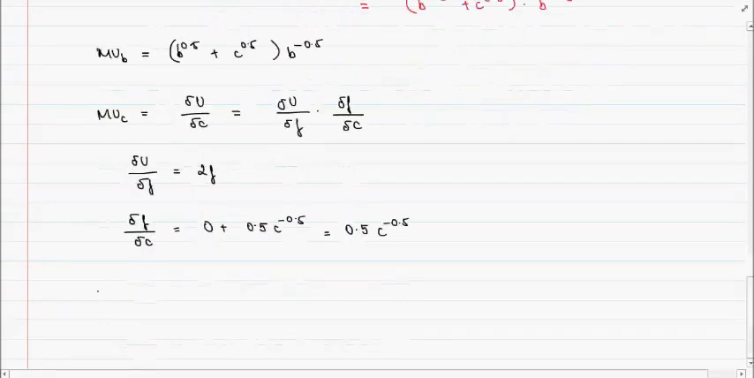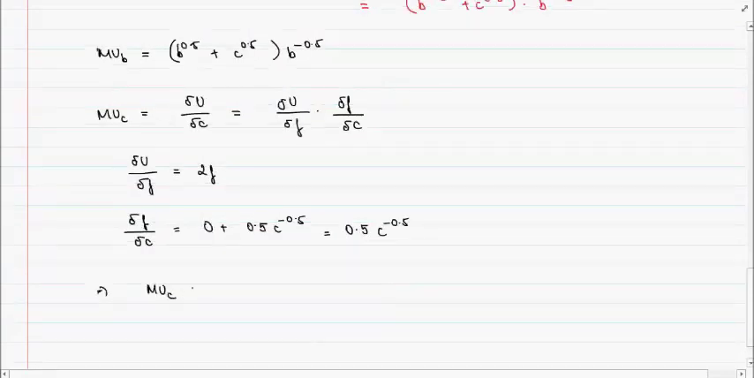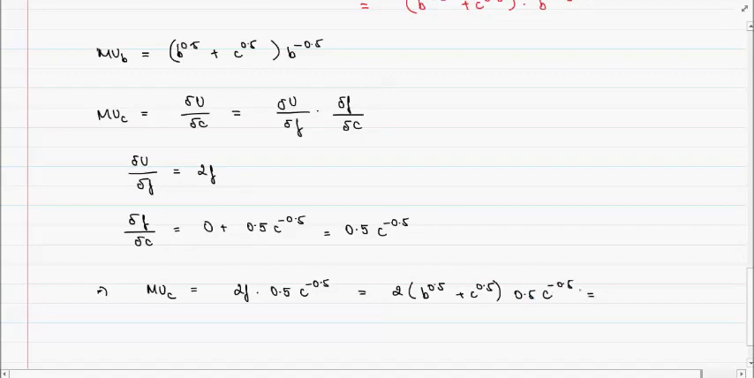Therefore the marginal utility of c is just going to be equal to 2f times 0.5 c^-0.5, and f is b^0.5 plus c^0.5, times 0.5 c^-0.5. If you simplify, 2 times a half is equal to 1, and that is just b^0.5 plus c^0.5, everything times c^-0.5.